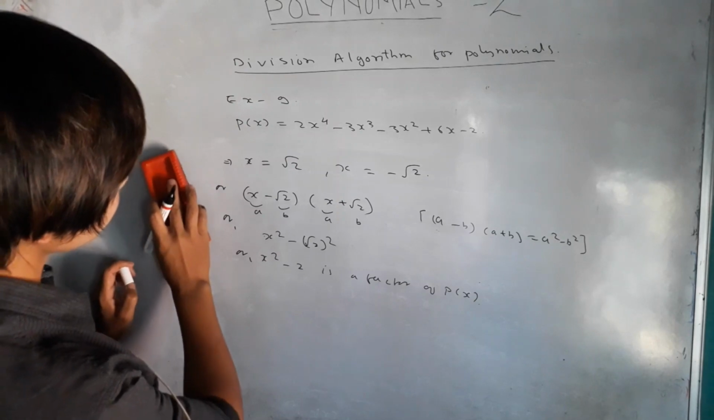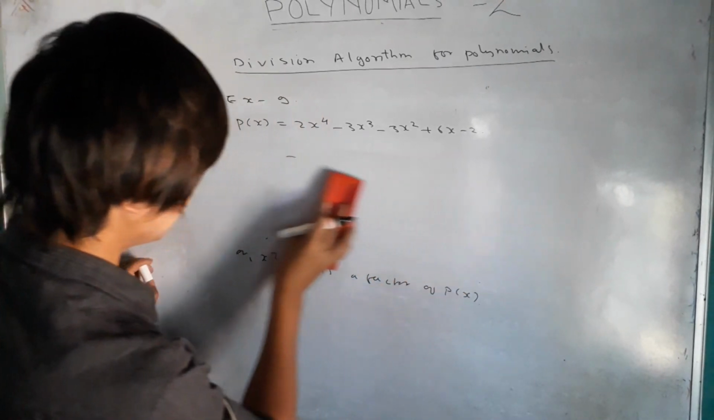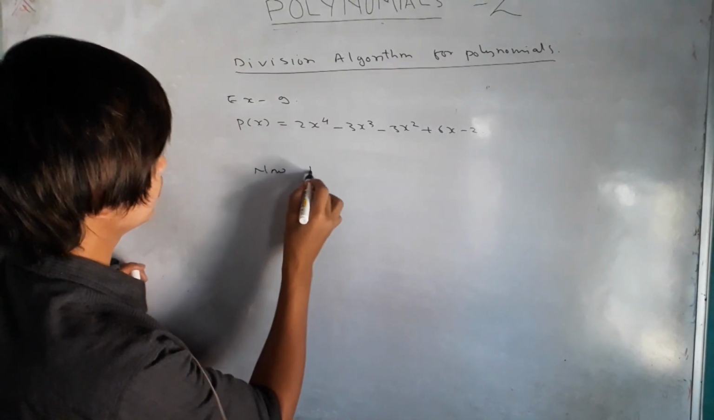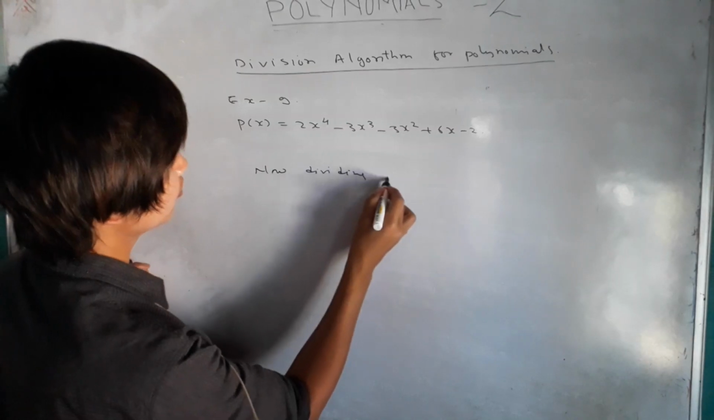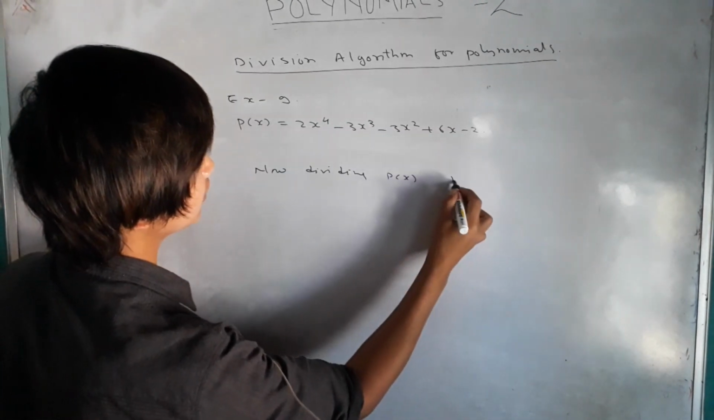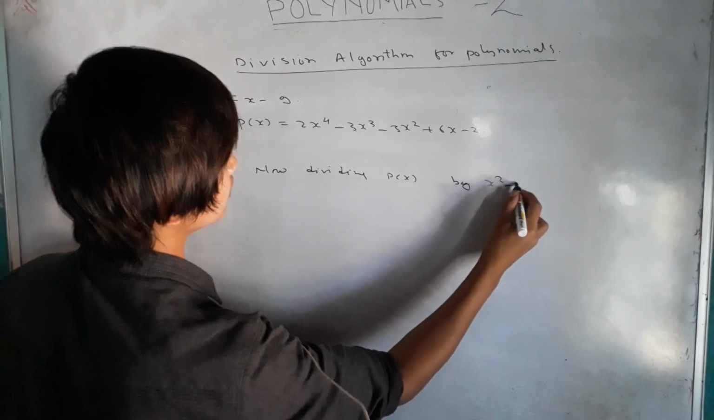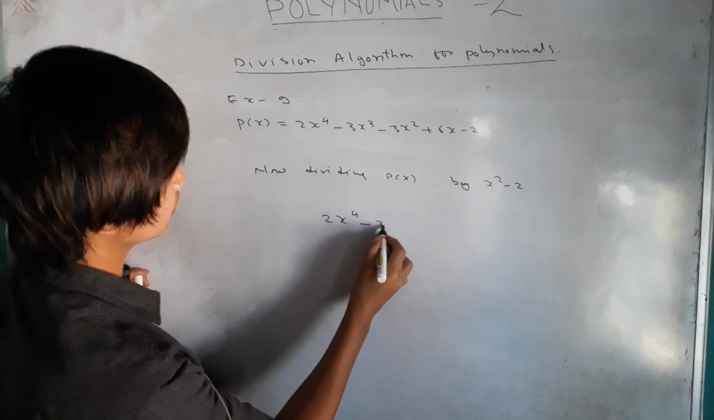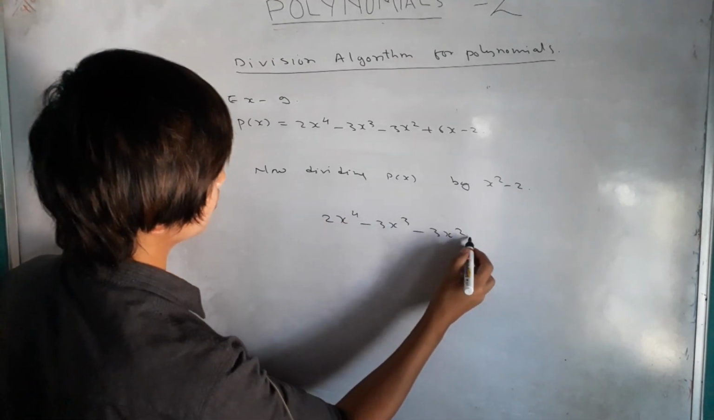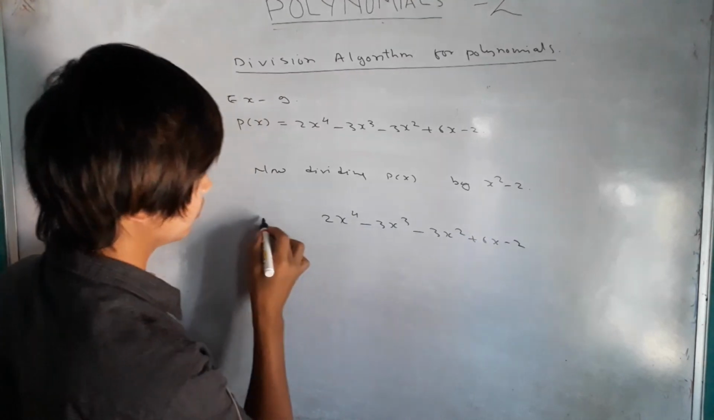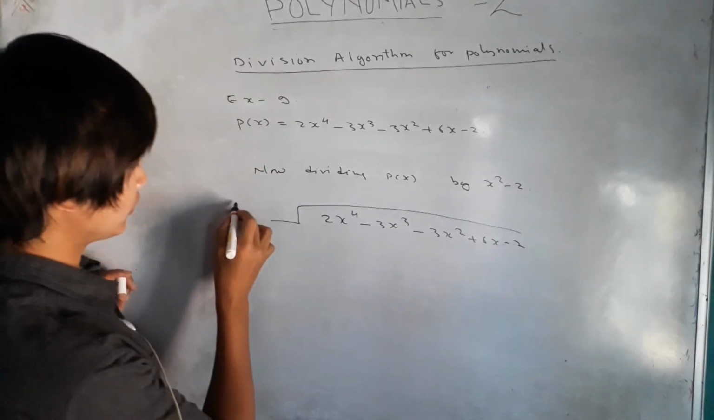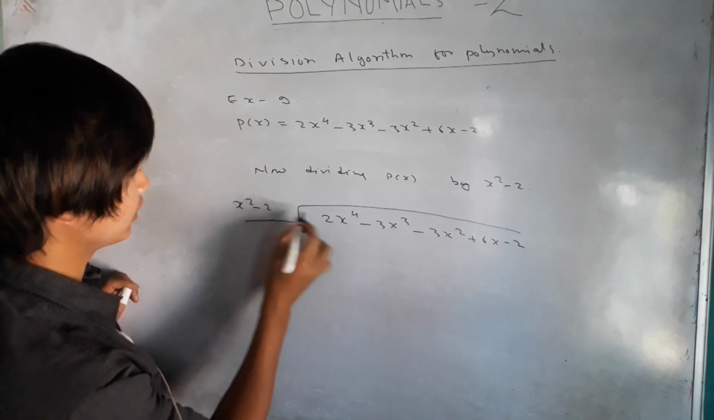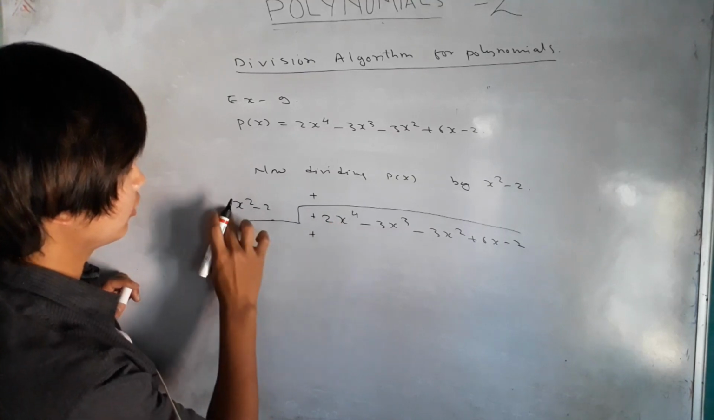So up to here it is done. Now we have to divide p(x) by x square minus 2. So we divide 2x to the power 4 minus 3x cube minus 3x square plus 6x minus 2 by x square minus 2. Here is plus, here is plus, so I need to introduce a plus sign here: plus into plus, plus.